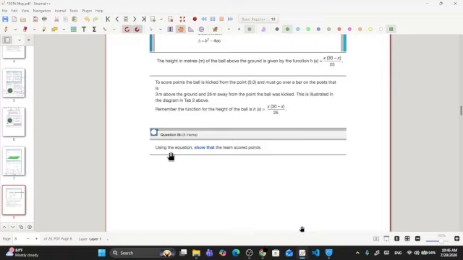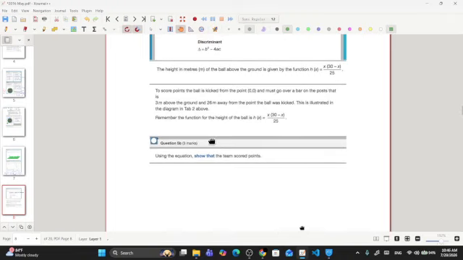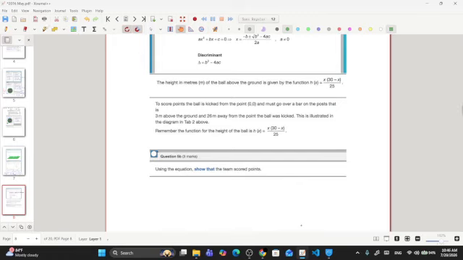Part B says, using the equation, show that the team scored points. It says here, to score points, the ball is kicked from 0, 0 and must go over a bar on the post that is 3 meters above the ground and 26 meters away from the ball being kicked. Okay, great.